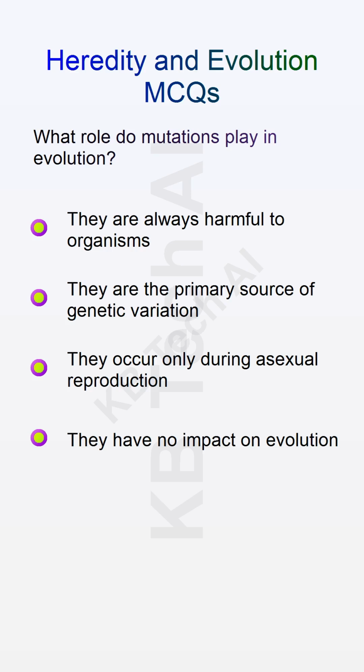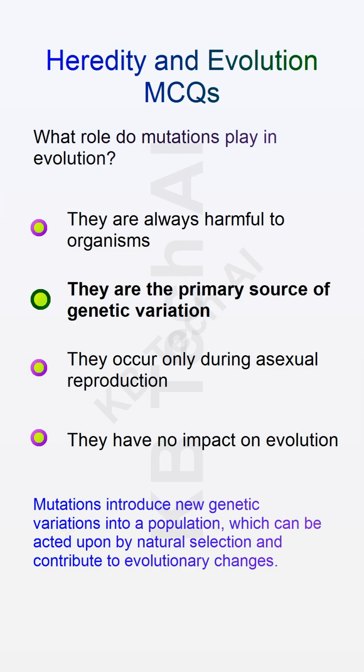What role do mutations play in evolution? Option 1, they are always harmful to organisms. Option 2, they are the primary source of genetic variation. Option 3, they occur only during asexual reproduction. Option 4, they have no impact on evolution. The answer is, option 2, they are the primary source of genetic variation.